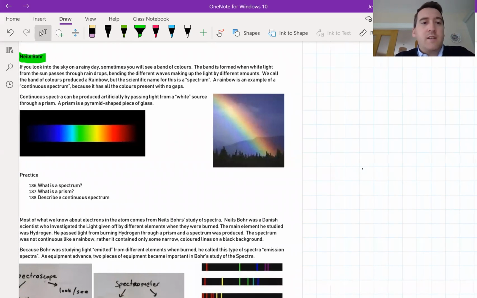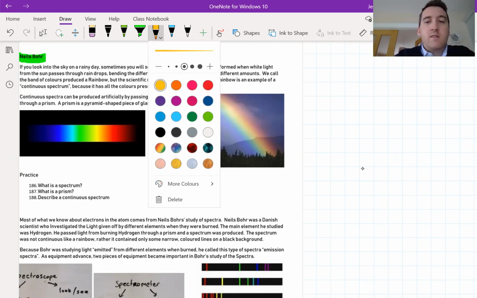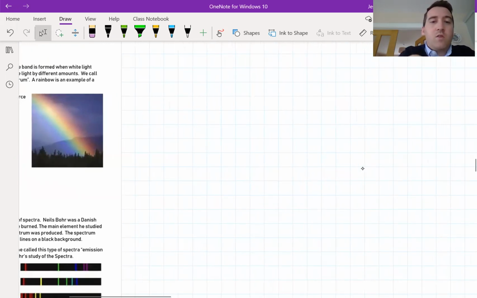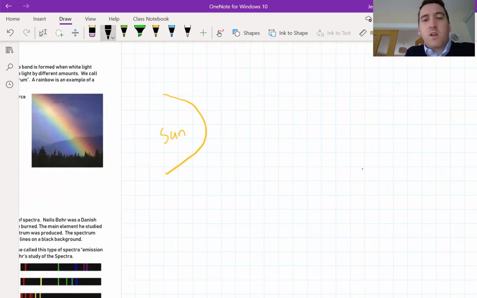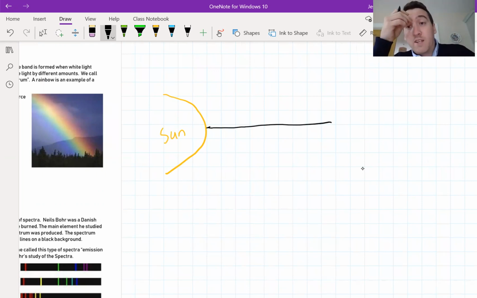So here we're going to look at, if you look into the sky on a rainy day, sometimes you will see a band of colors. And the reason why this happens is this. Here is a diagram I've drawn here. This is the sun, and the sun gives off light. I'm going to draw it with a black line here, but it's important to know that obviously the light that comes from the sun isn't colored black. We call this white light. The reason we call it white light is because essentially it's white. It's a mixture, but it's a mixture of lots of different colors of light. And when they blend together, they appear to be white.